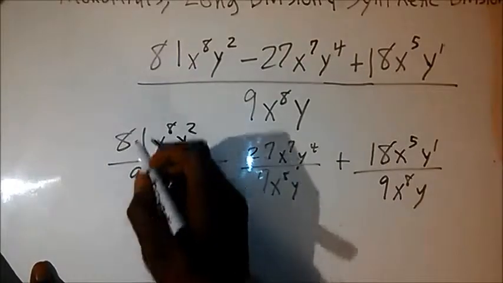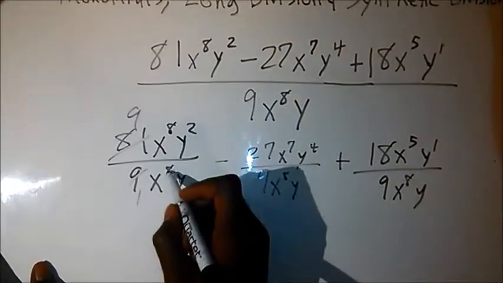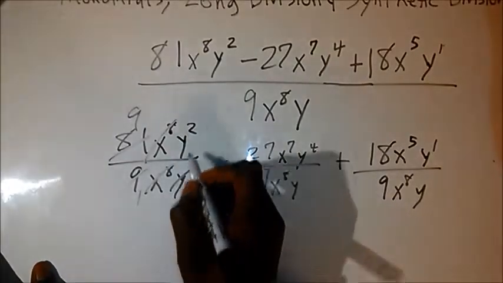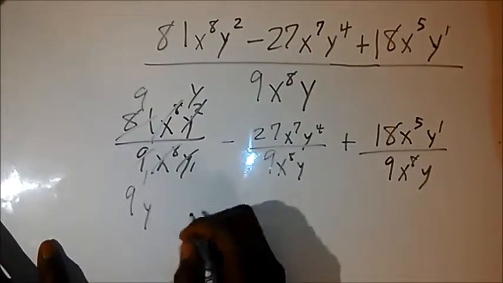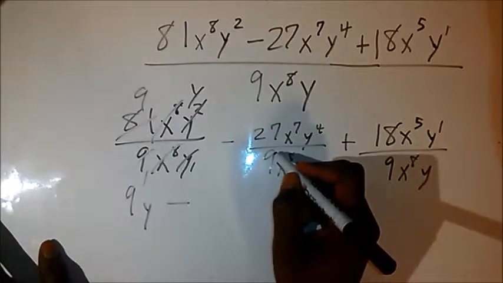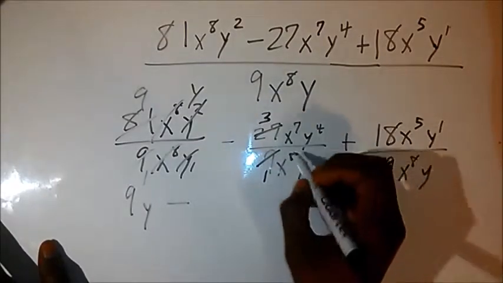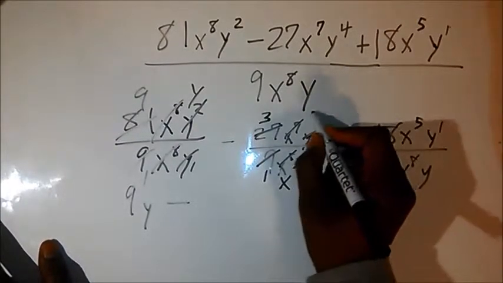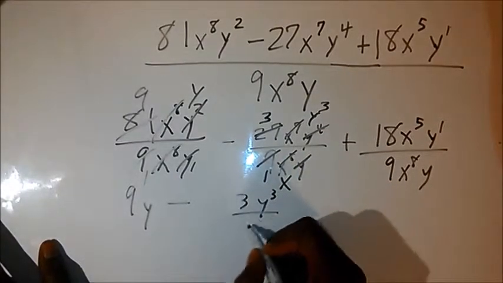81 divided by 9 is 9. x to the 8th over x to the 8th, both are going to cancel out. So we have 9y, that's our first term, minus 27 divided by 9, which is going to be 3. It's going to be x. This one is going to be y cubed. So we have 3y cubed over x.